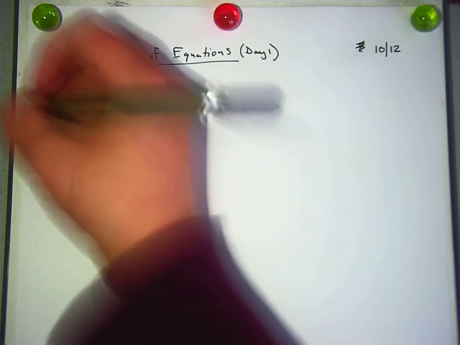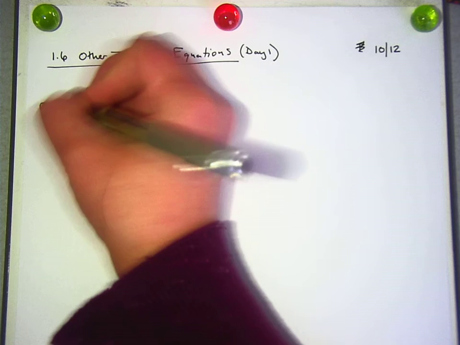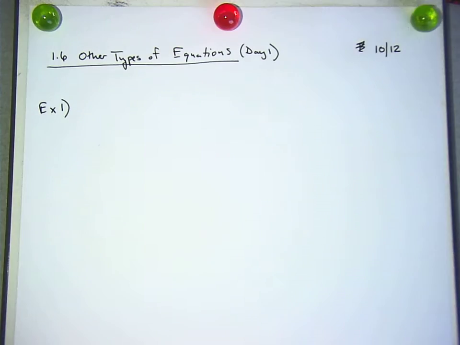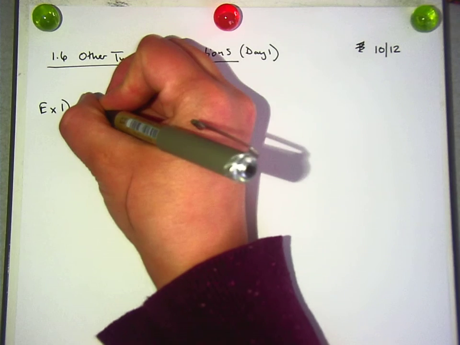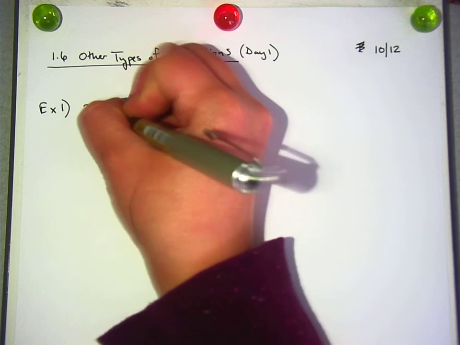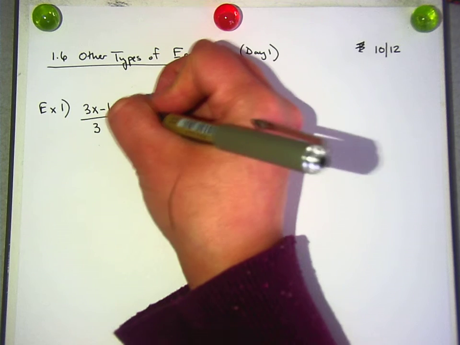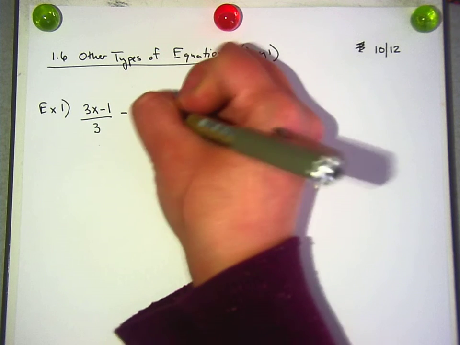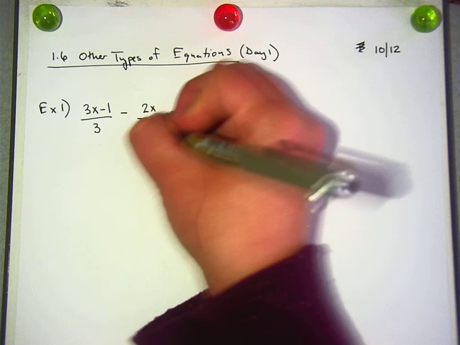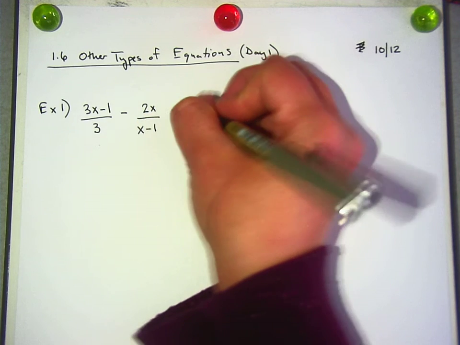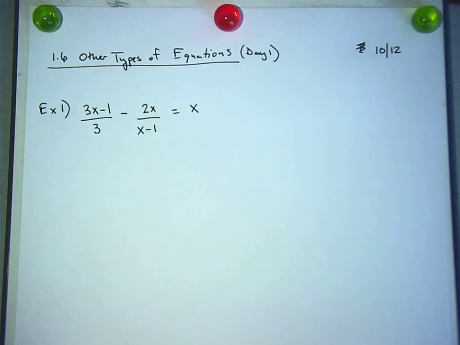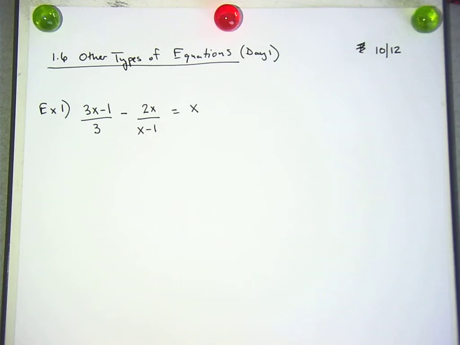Okay. So I think we're going to get through about 4 examples, and then I'll give you some homework time. I'm going to break the assignment into 2 pieces to make this easy. So let's start with this. (3x minus 1)/3 minus (2x)/(x minus 1) equals x. Well, that's pretty gross looking. Yeah, looks pretty gross. Anybody have an idea?